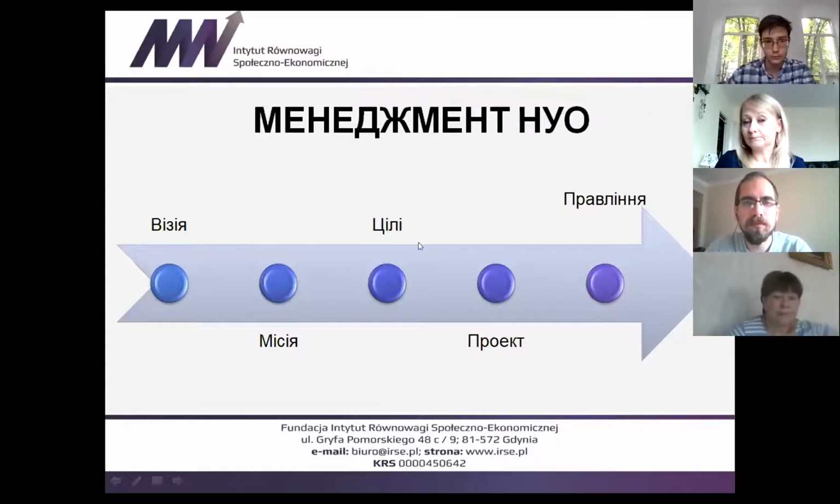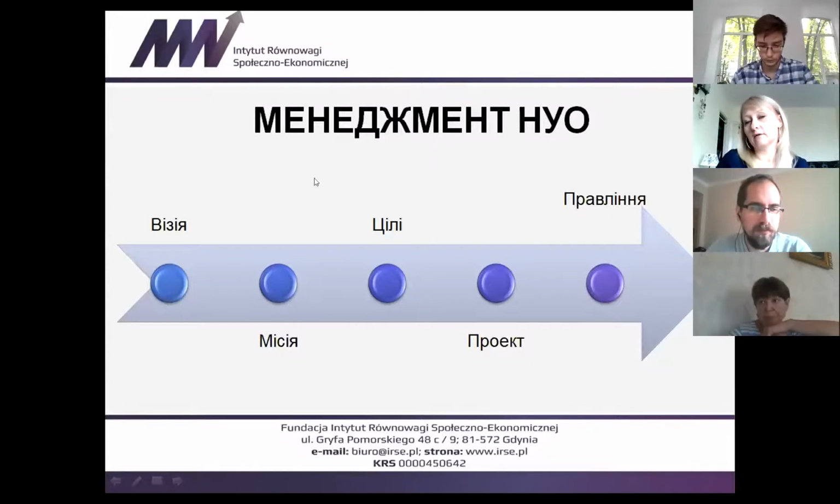Then we defined the objectives. So we have the vision, we have the mission, but then how exactly would we like to do that? Which objectives would we like to achieve? How will we implement that? How will we get to that point? Which small steps, which small changes would we like to make on the way? And this is how we will organize that.